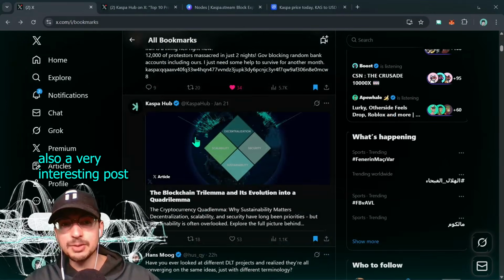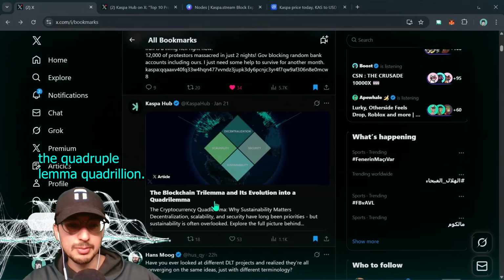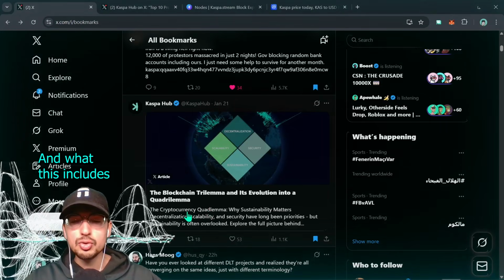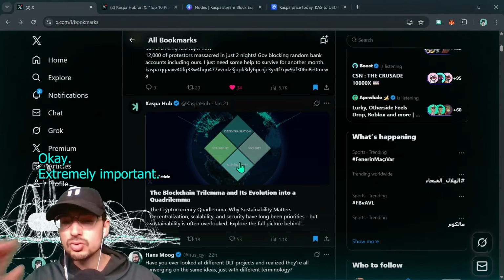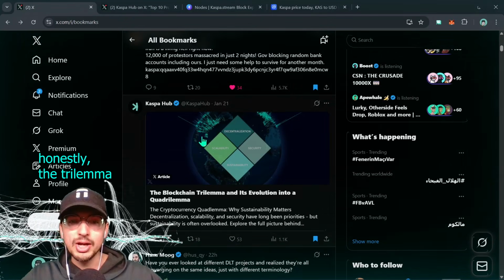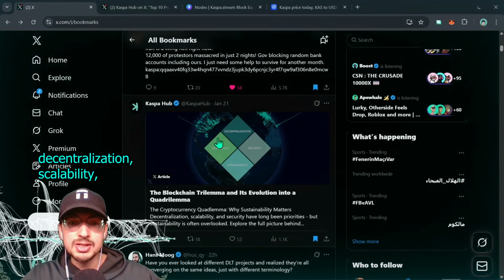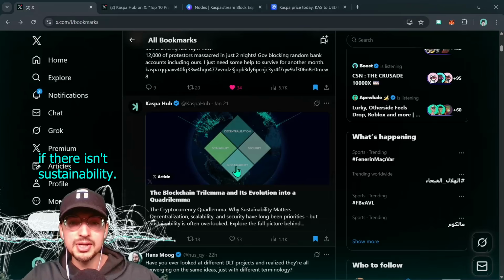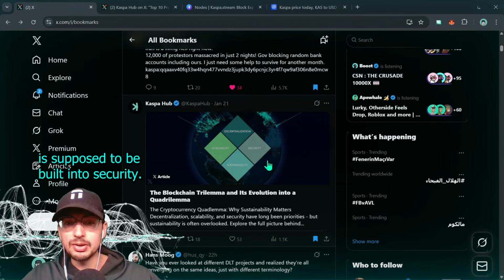There's also a very interesting post from Kaspa Hub talking about the quadrilemma. Quadrilemma, did I say that right? So not just the blockchain trilemma, but quadrilemma. And what this includes is a fourth term, sustainability. Okay, extremely important. Honestly, the trilemma basically covers sustainability because with security, decentralization, scalability, you can't continue being secure if there isn't sustainability. So I think, honestly, sustainability is supposed to be built into security.